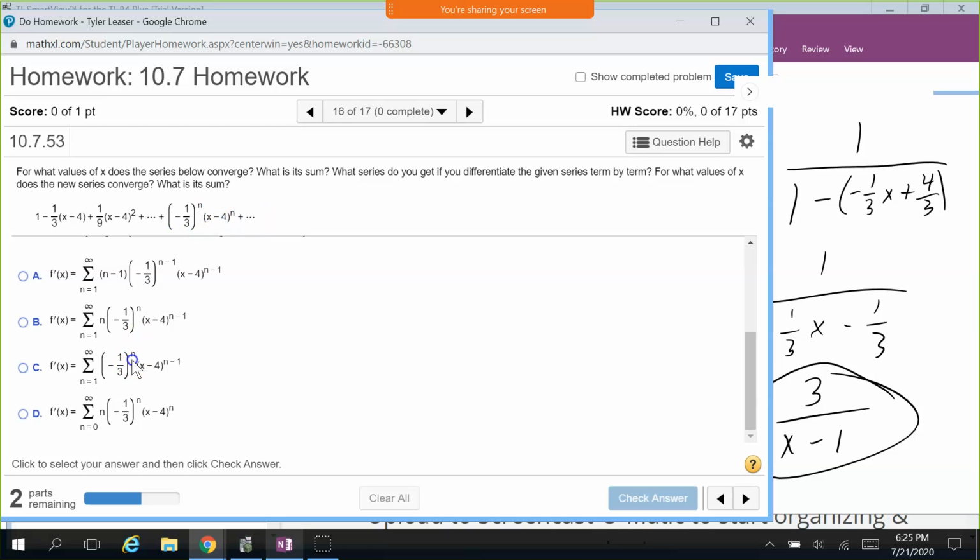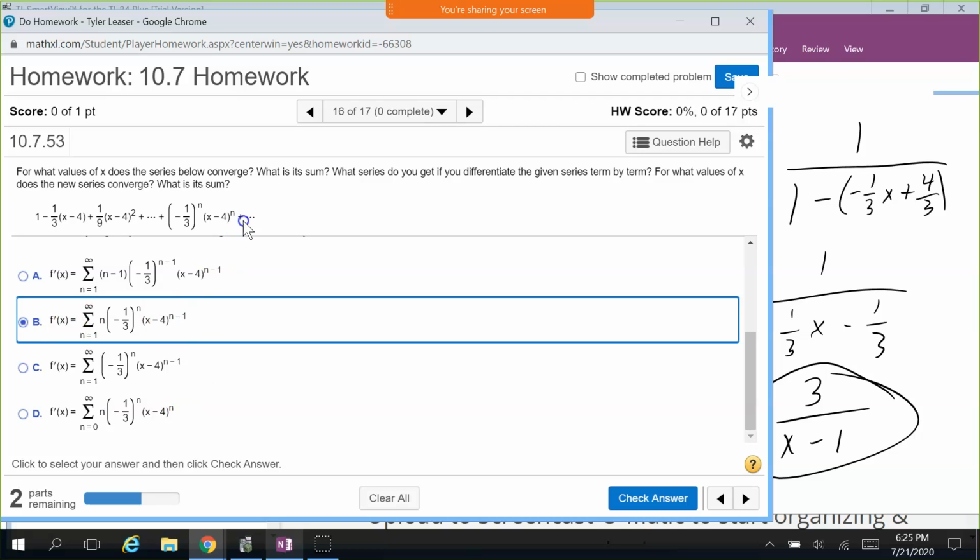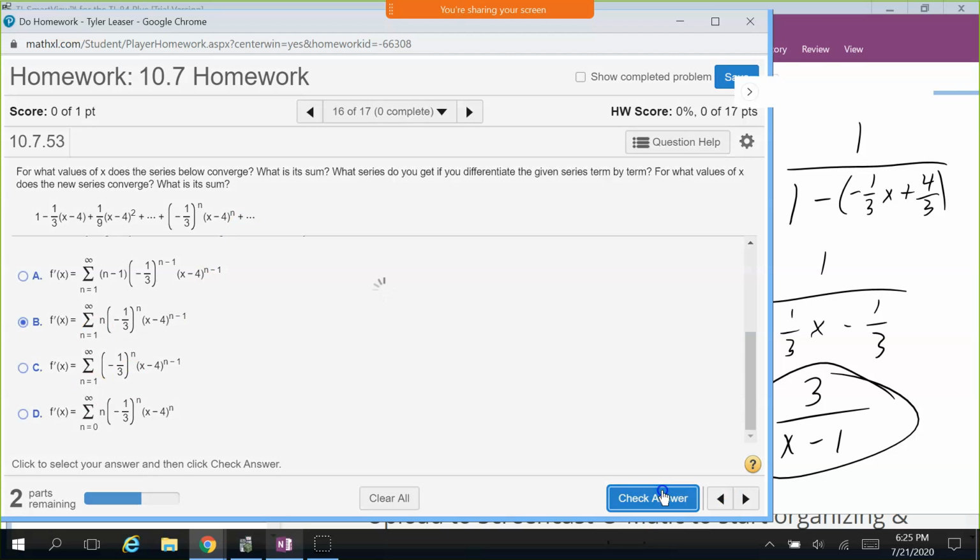All right, so the negative 1/3 to the n stays, so it can't be a. We have just an n that comes down, so now it's either b or d, but we do have to take one away from that exponent. So it's going to be n minus 1. So this has to be b.